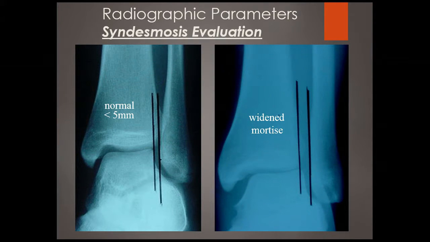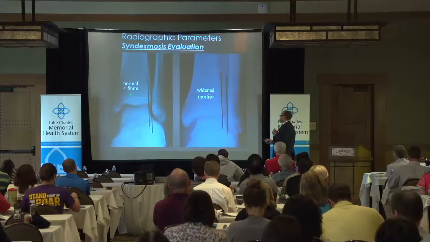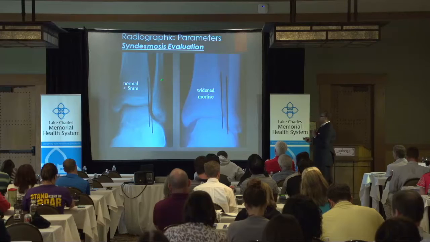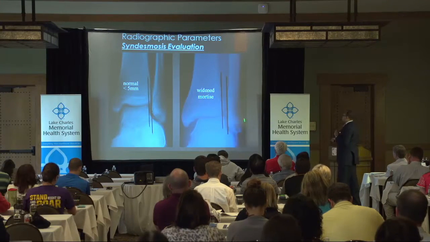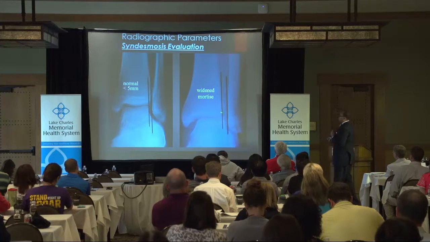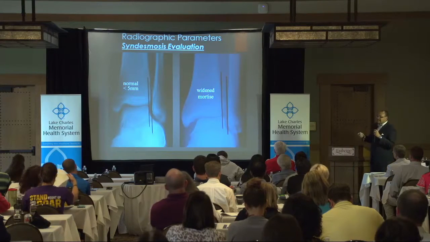This is radiographic examination. This is us looking at the AP view again between the tibia and the fibula. Less than 5 millimeters is a normal radiographic finding. A widened mortise is what you see with the classic high ankle sprain.